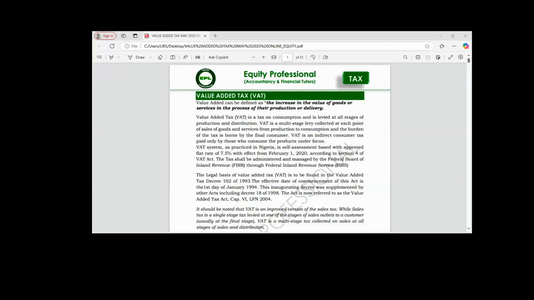So value added tax is just an increase in the value of goods or services in the process of production or delivery. When you are increasing the value of what you are producing, or you are adding more value to the goods you want to sell, or to the services you want to sell.